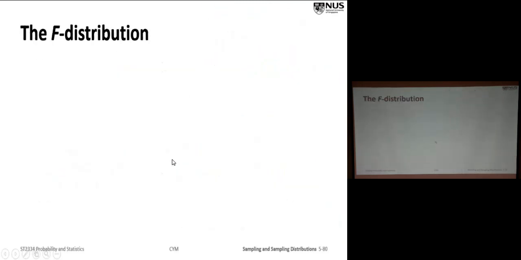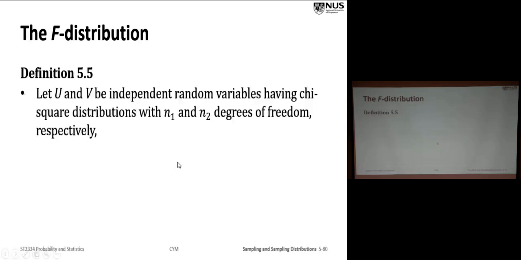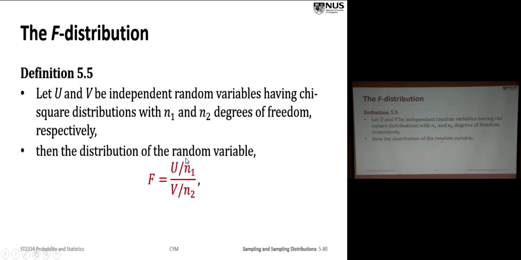All right, so now another new distribution called the F distribution. So what is the F distribution? The F distribution is a ratio of two random variables, each following a chi-square distribution, and they are independent. A chi-square with n1 degrees of freedom adjusted by its degrees of freedom, compared with another independent chi-square random variable adjusted by n2.